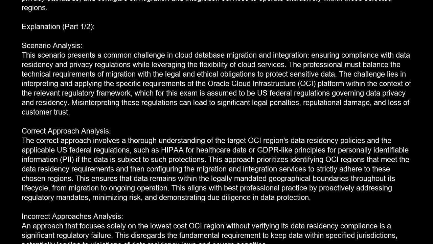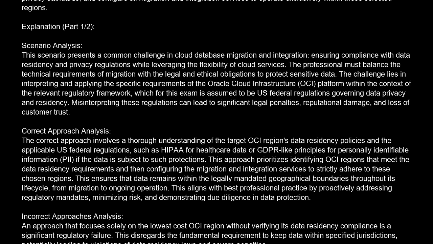The challenge lies in interpreting and applying the specific requirements of the Oracle Cloud Infrastructure, OCI, platform within the context of the relevant regulatory framework, which for this exam is assumed to be U.S. federal regulations governing data privacy and residency. Misinterpreting these regulations can lead to significant legal penalties, reputational damage, and loss of customer trust.